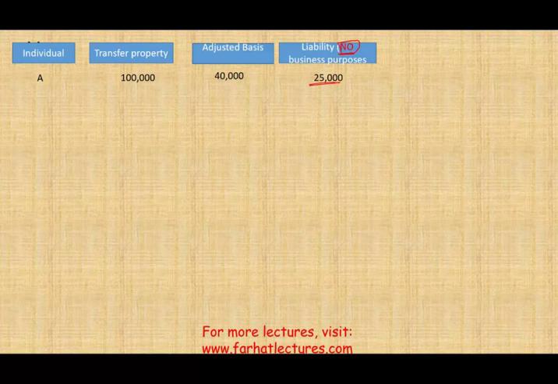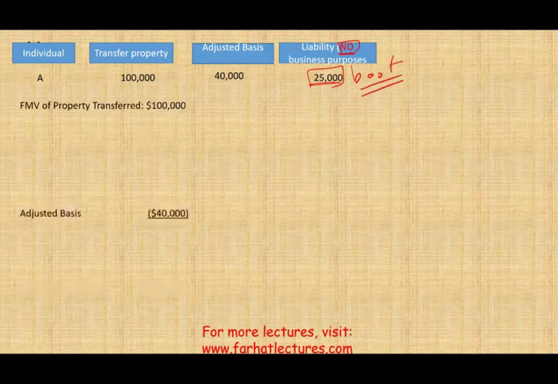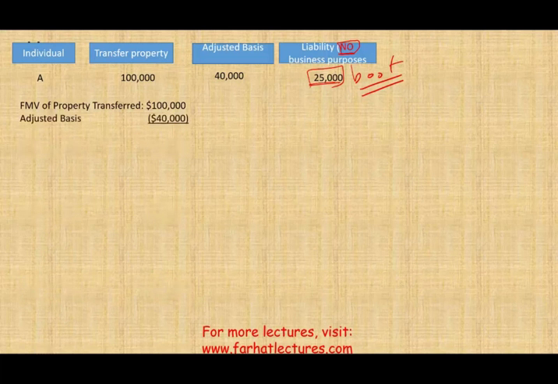All right. Now, what do we have to do first? Well, now this liability is a boot. Now we're dealing with a boot. So we received a $25,000 boot. We have to compute the realized gain. The realized gain is the fair market value of the property minus the adjusted basis. The realized gain is $60,000, as in the example before.